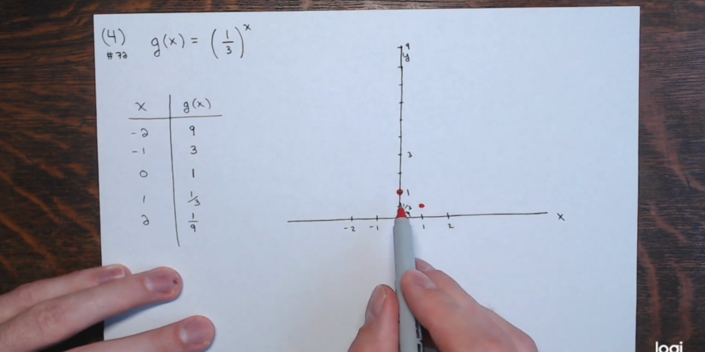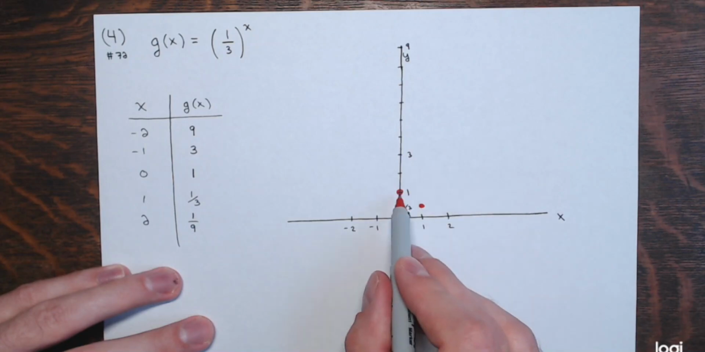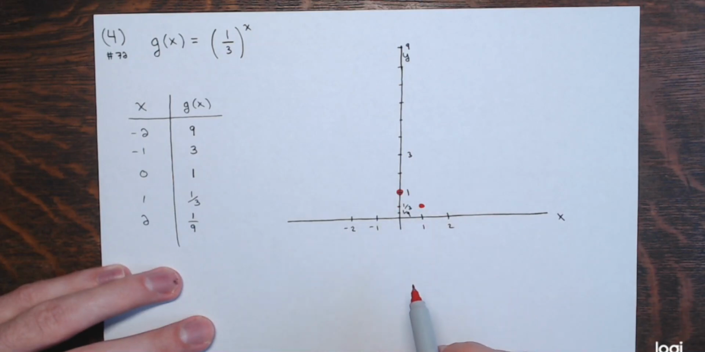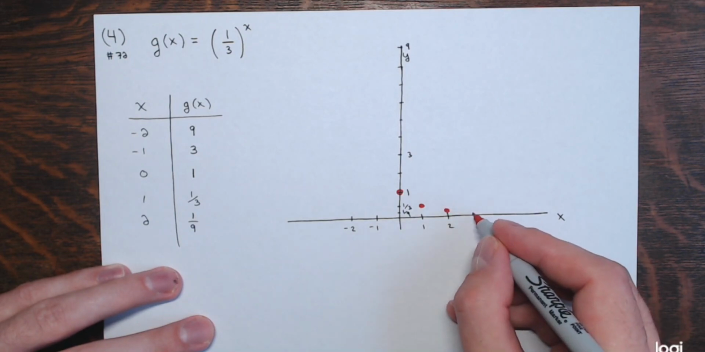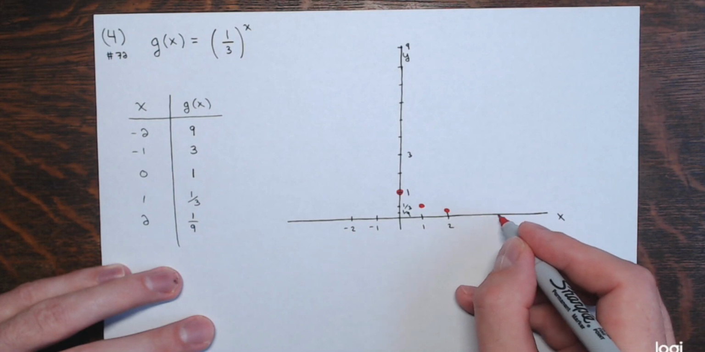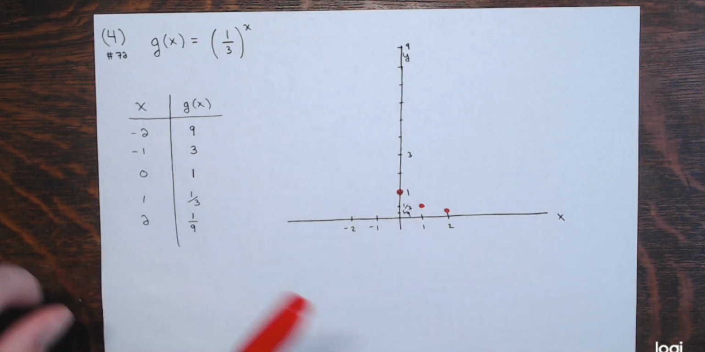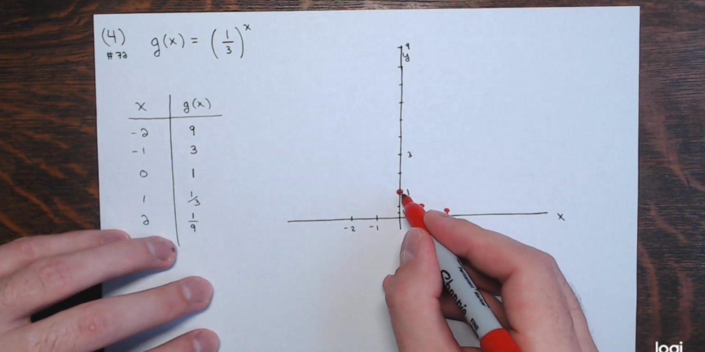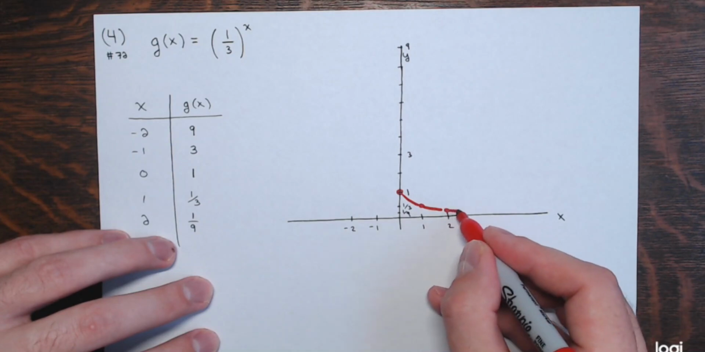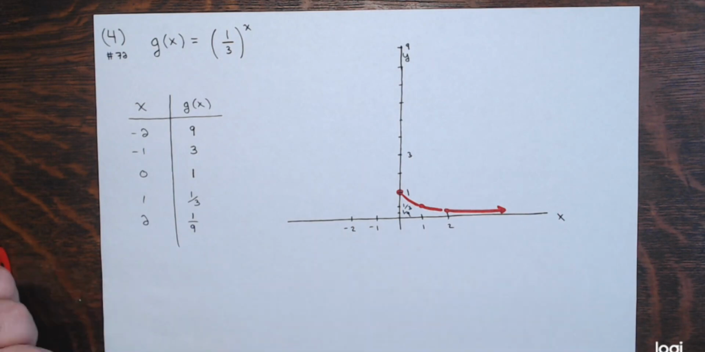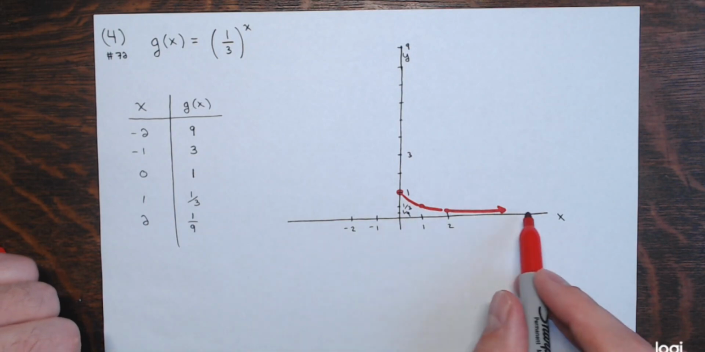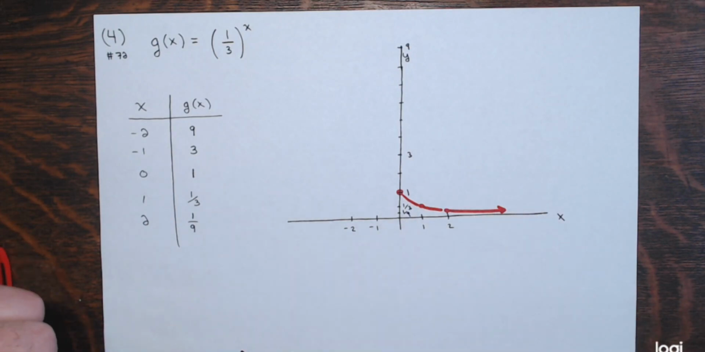So you see, now as I move to the right, it's going down, not going up. 2, 1/9. 3, 1/27, still positive. 4, 1/3 to the 4th, 1/81, still positive. So as I go to the right here, the value of the function will get smaller and smaller, but remain positive. So yet again, we have the x-axis as a horizontal asymptote. The graph will get closer and closer to the x-axis, but never actually touch it.